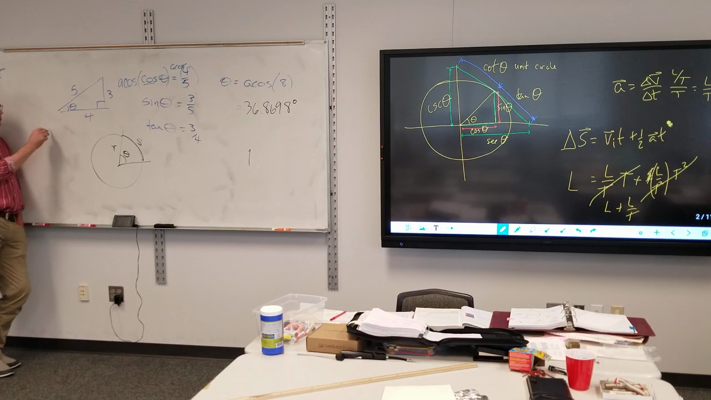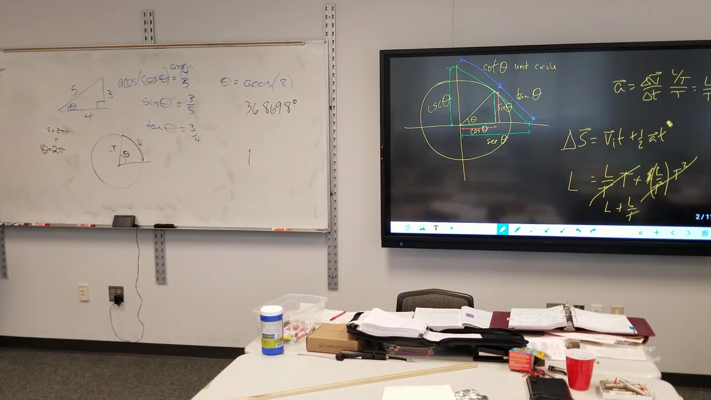So if I do the entire circle, I have S is equal to 2 pi r. I got r. And what would the angle be in radians if I go the entire circle? 2 pi. Thank you. 2 pi. So theta is 2 pi. So if theta is 2 pi and S is 2 pi r, what's the relationship between S, theta, and r?